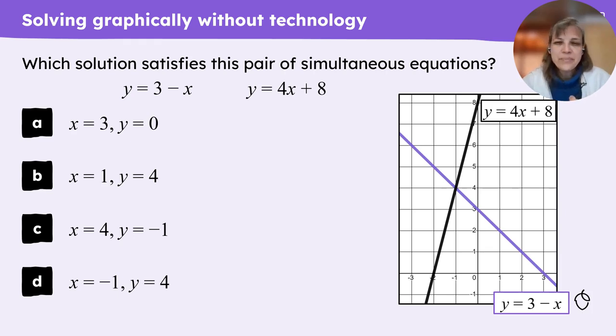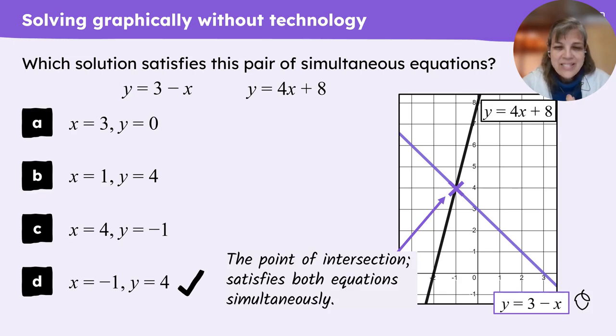How about this one? Pause the video. What do you think is the answer here? Okay, hopefully you're getting to see quicker that I just look for that point of intersection. And that would be x is minus 1, y is 4. It satisfies both of the equations.